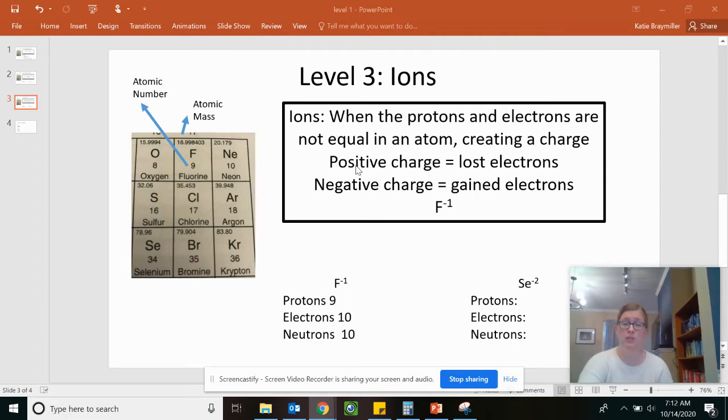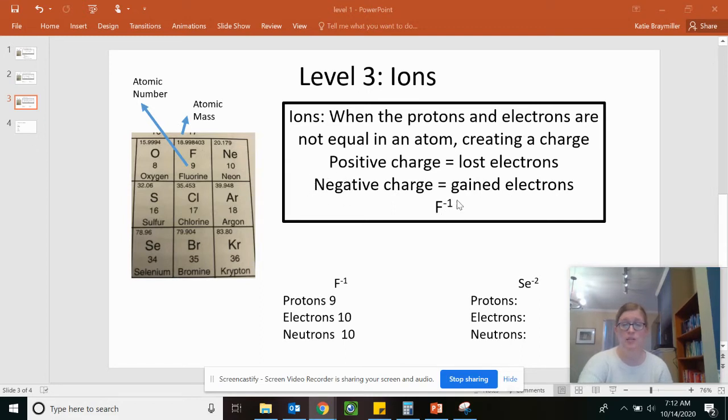In addition, please add that a positive charge means something lost electrons. Think about it. Electrons are negatively charged, so if it's losing negative charges, it's going to now have a positive charge. If an ion has a negative charge, that means it gained electrons. Because again, think about it. Electrons have a negative charge, so if I'm gaining electrons, the atom is going to be negatively charged.